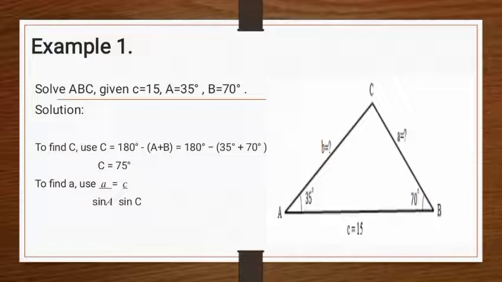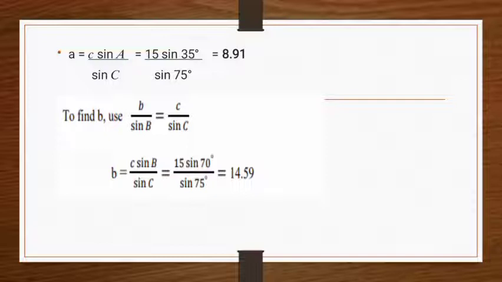To find side a, use a over sine A equals c over sine C. So a equals c sine A over sine C. The value of c is 15, the value of angle A is 35 degrees, and the value of C is 75 degrees. So 15 sine 35 degrees divided by sine 75 degrees, and the answer is 8.91.